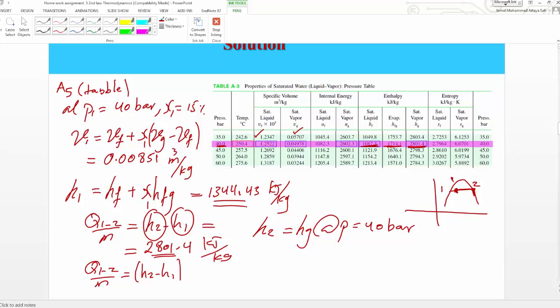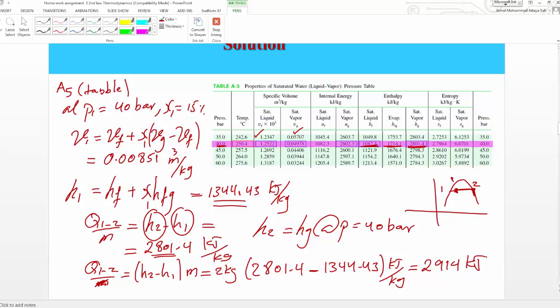You put the numbers here and then you get Q. Of course, you need to multiply this by the mass. So you get 2 kilogram multiplied by 2801.4 minus H1, which is 1344.43, and that's kilojoule per kilogram, and that's going to give you 2914 kilojoule, and that is Q1 to 2.